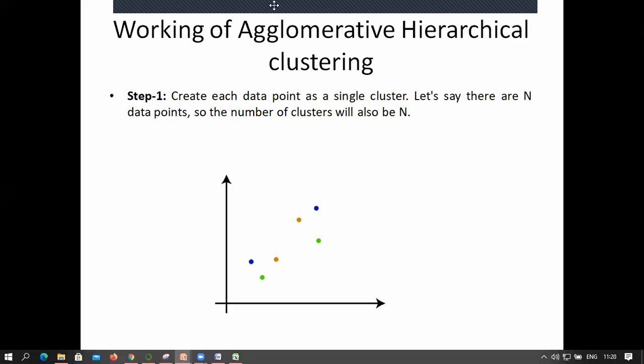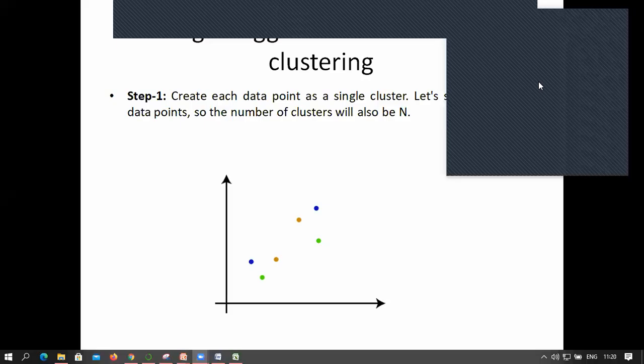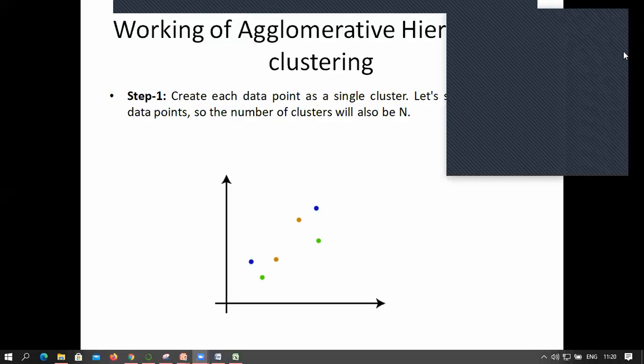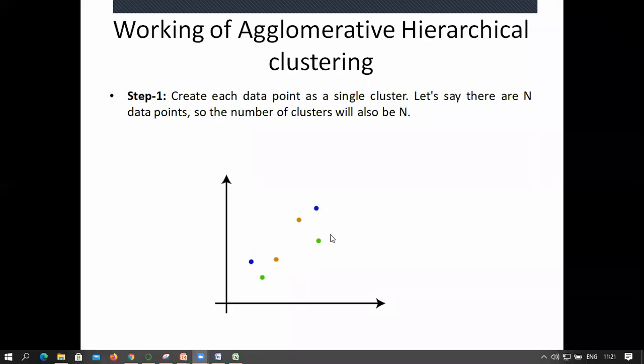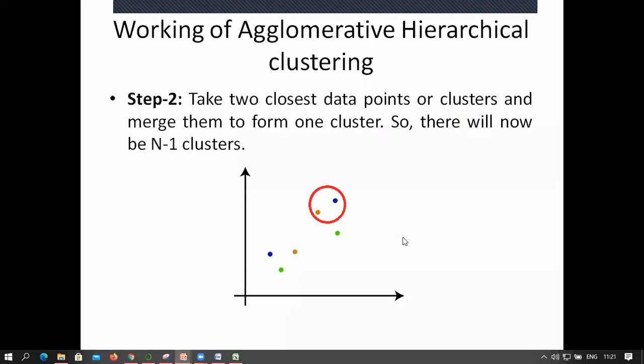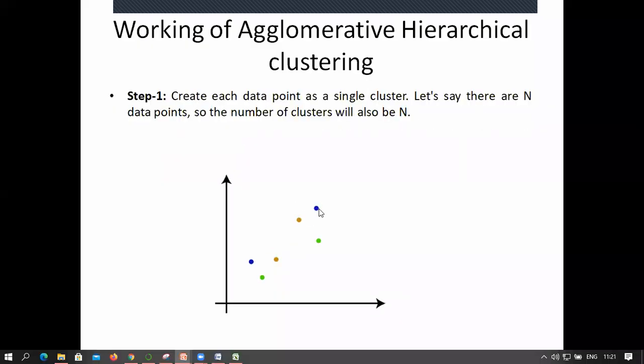Suppose you have these six data points. We will assume that each data point is a different cluster. How many data points are there? Six. So I will assume that there are six clusters. Then we will find the shortest distance between them, like the distance between this data point and this, between this and this, and between this and this.